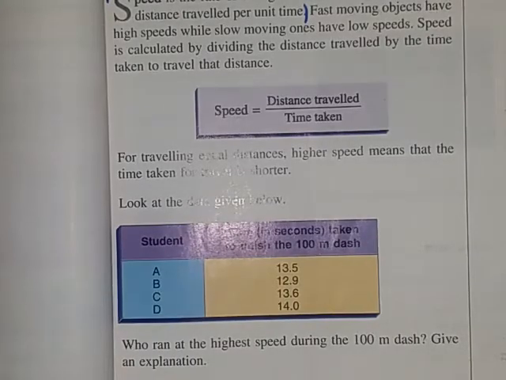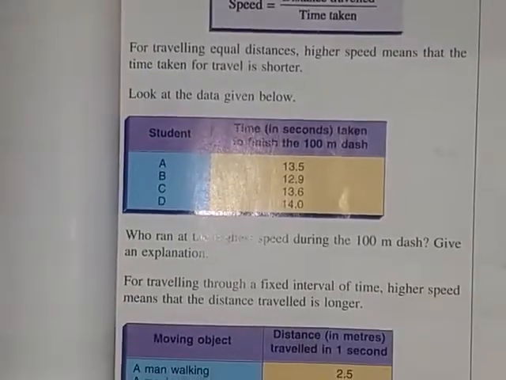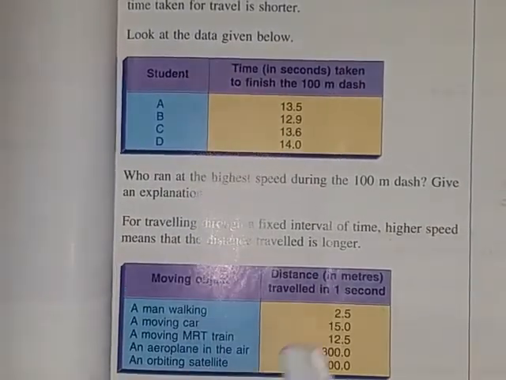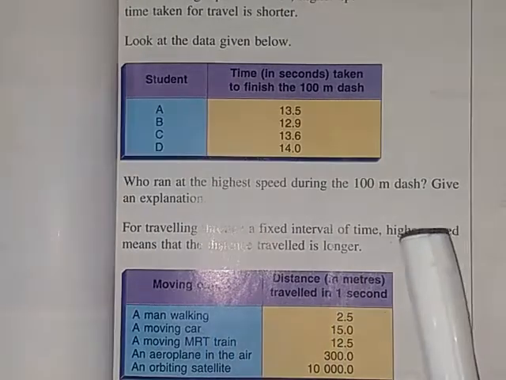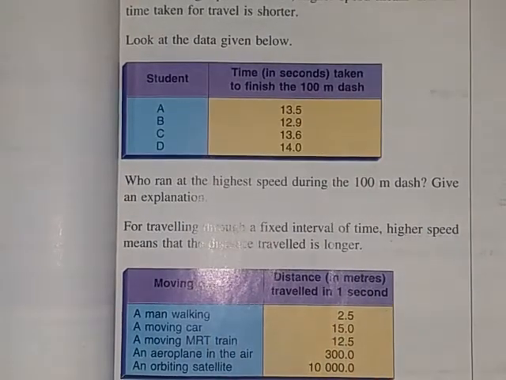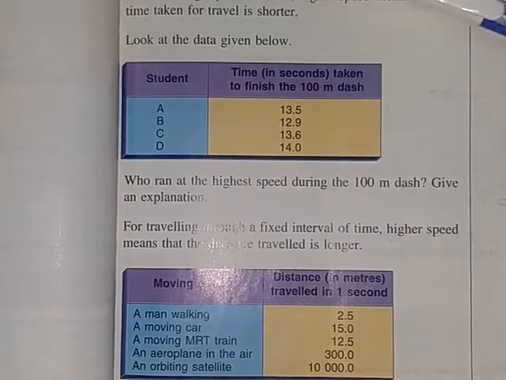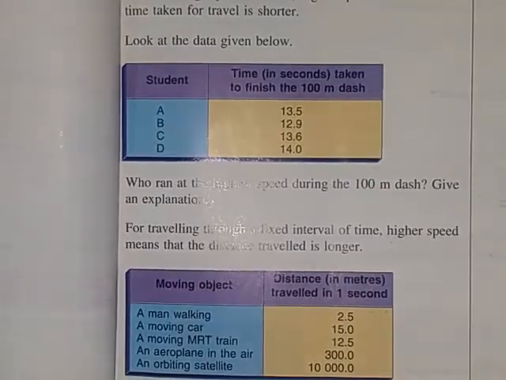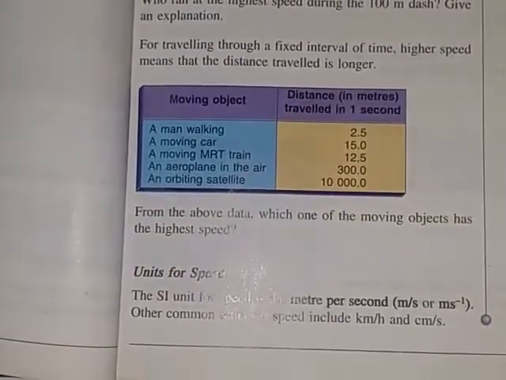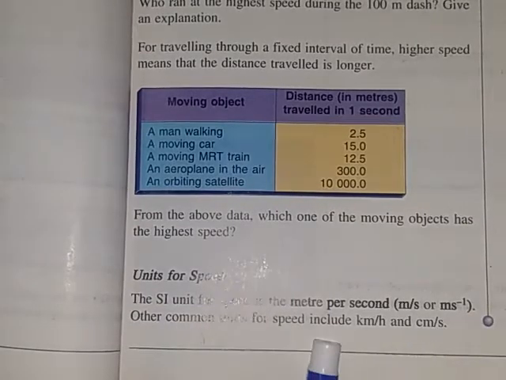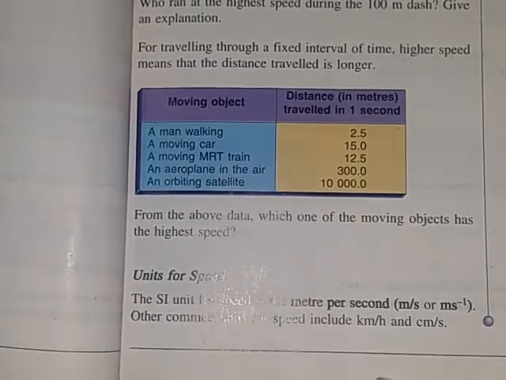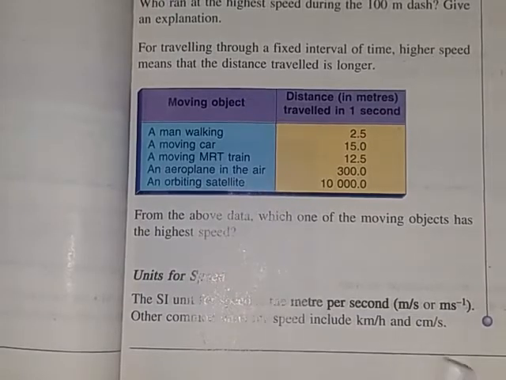For traveling through a fixed interval of time, higher speed means the distance traveled is longer. Higher speed means distance traveled is longer in a small time. Next, unit for speed. The SI unit for speed is meter per second. Other common units for speed include kilometer per hour or centimeter per second.